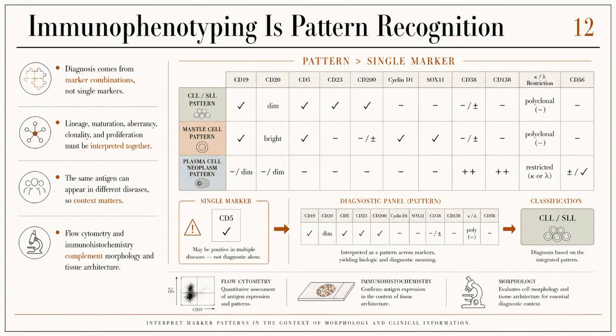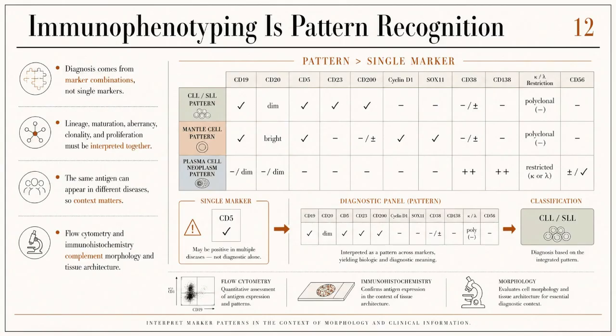Integration of immunophenotypic information with histologic features and patient history is indispensable. Immunophenotyping alone cannot stand in isolation. It must be interpreted in the context of lymph node architecture, bone marrow involvement, and clinical presentation. This holistic approach reduces the risk of misclassification and ensures that diagnoses are both precise and clinically meaningful.